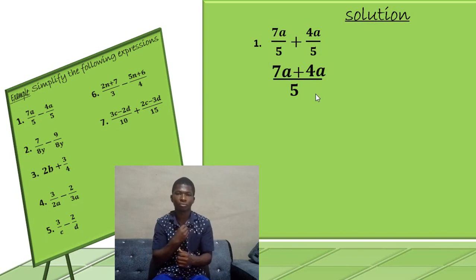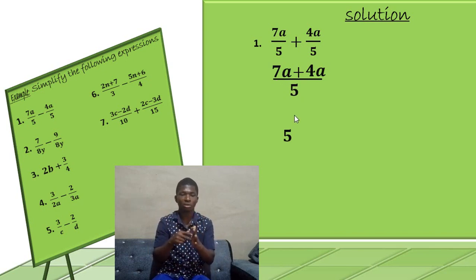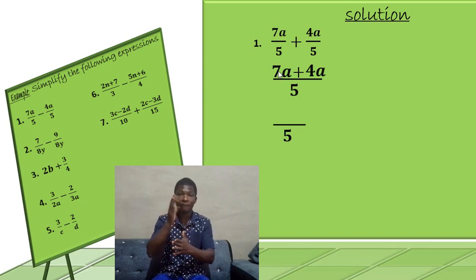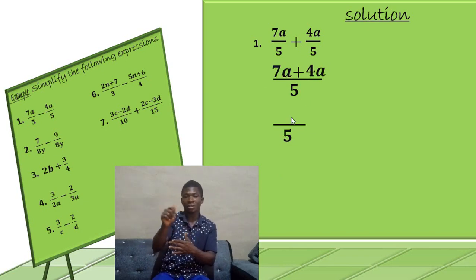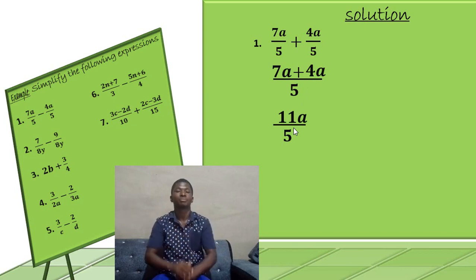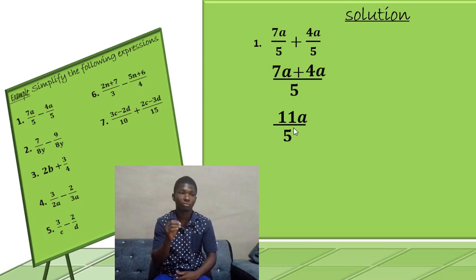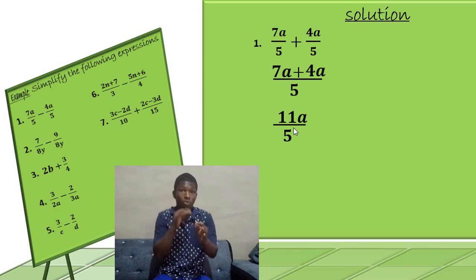And now you can simplify. 7a plus 4a gives 11a. Let's first write the denominator, that's 5, then over it, 7a plus 4a is 11a, and that's your answer. So let's look at the second example. Maybe you don't get it really quite well now, but don't worry, you'll get it later.